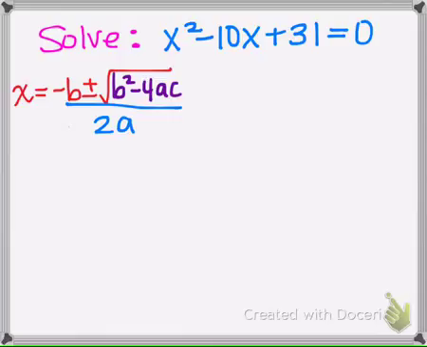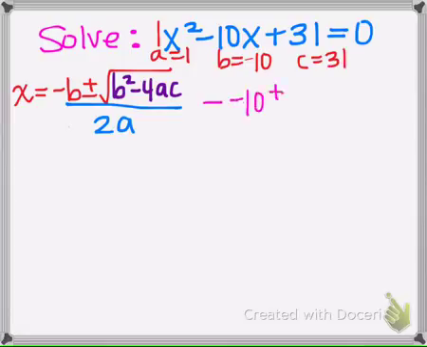Okay, so the quadratic formula, we're going to go ahead and substitute. We have a is going to be the number in front of x squared, which if there is no number, the coefficient is 1. And our b value is negative 10. And our c value is 31. So go ahead and plug those numbers into the formula.